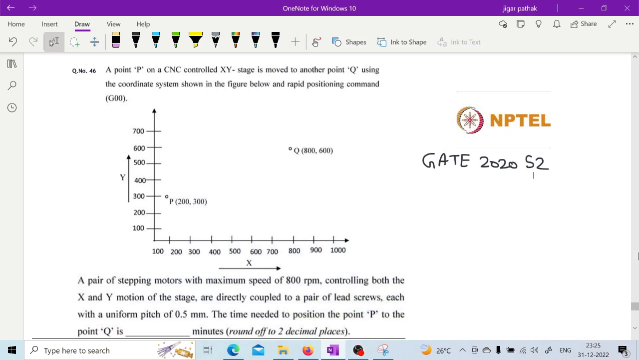Hello all, we are here to solve the previous year GATE question. This question is from manufacturing. The question says a point P on a CNC controlled XY stage is moved to another point Q using the coordinate system shown in the figure below and rapid positioning command G00.